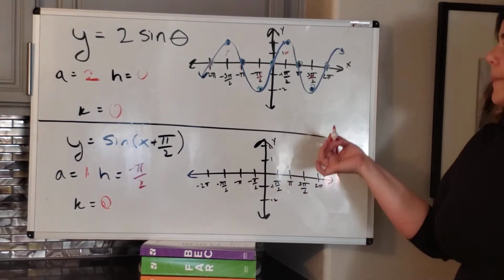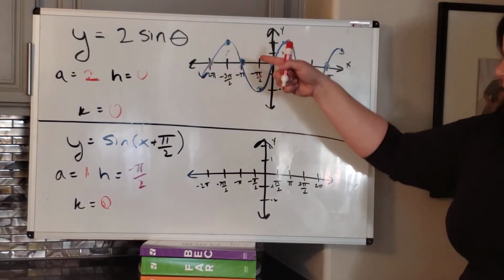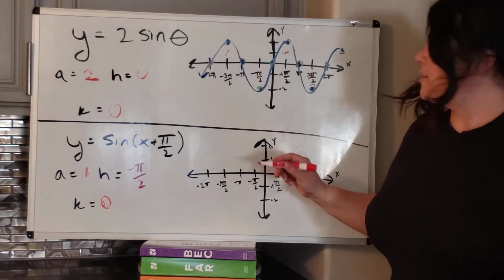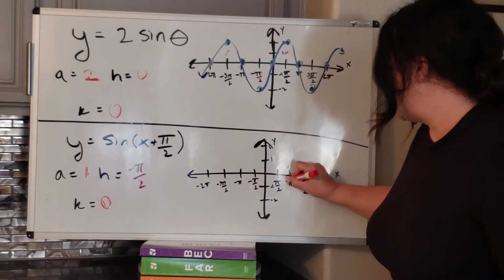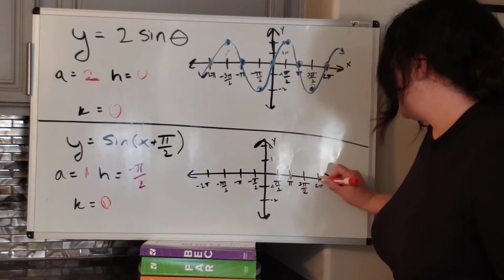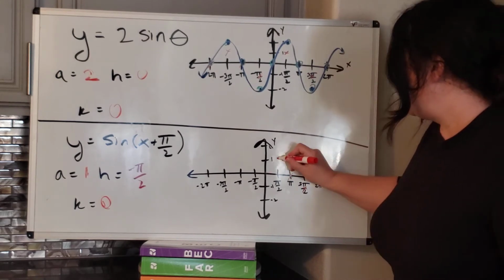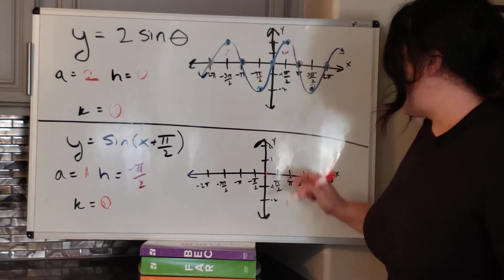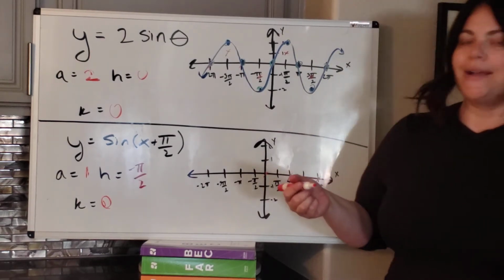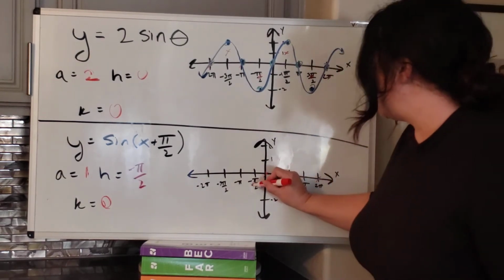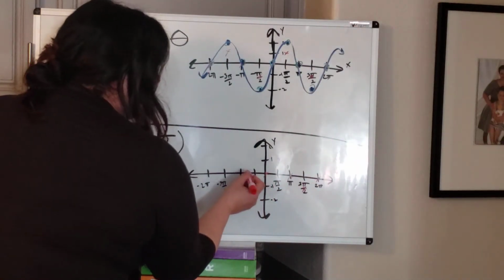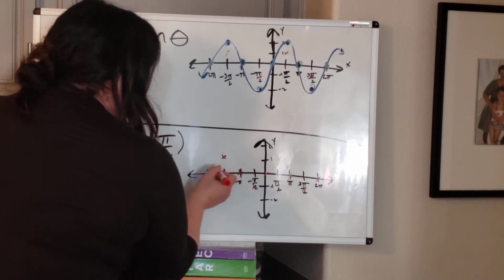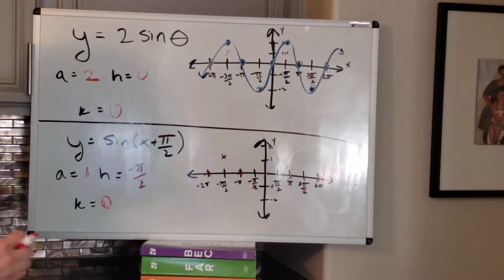Once again, I'm going to plot that parent function, which is sine theta. Sine starts at 0, so 0, 1, 0, negative 1, 0. Then it also moves in the opposite direction, following that exact same pattern: 1, 0, negative 1, negative 1, 0, 1, 0. It follows that exact same pattern.